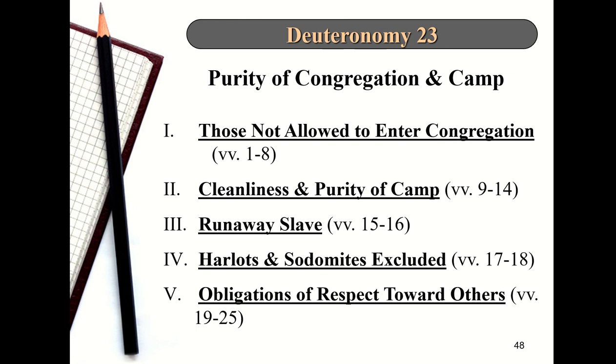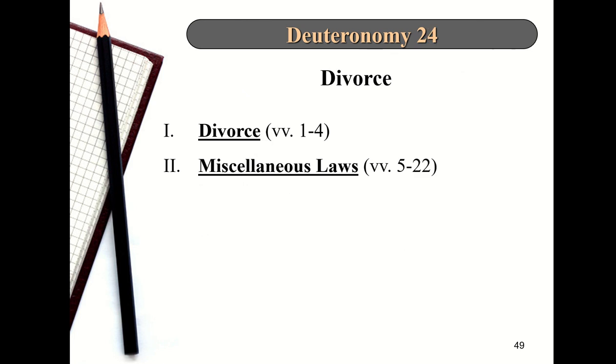Chapter 23, the purity of the congregation in the camp. Those that couldn't come into the camp, cleanliness and purity of the camp. The runaway slave, harlots, sodomites were to be excluded. Obligations and our respect toward other people.